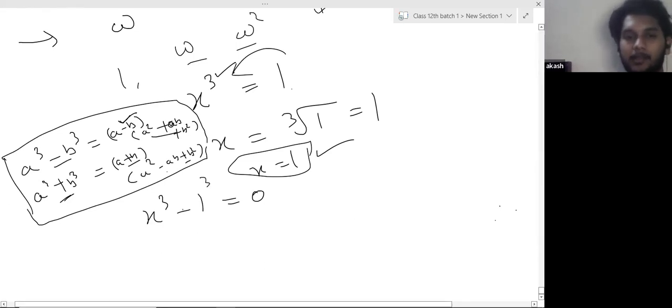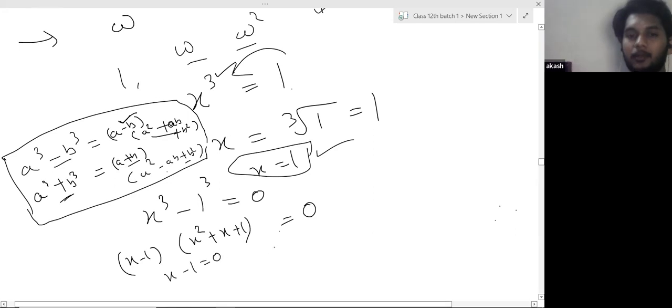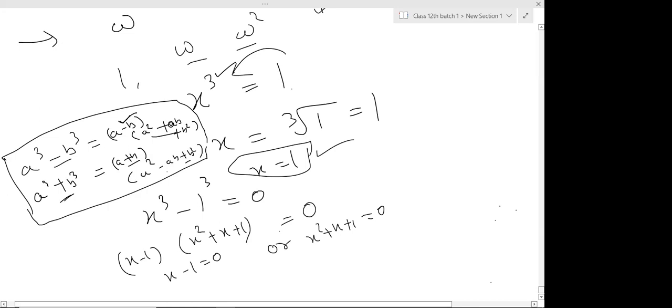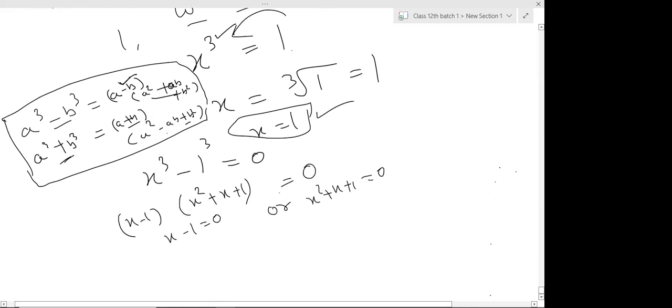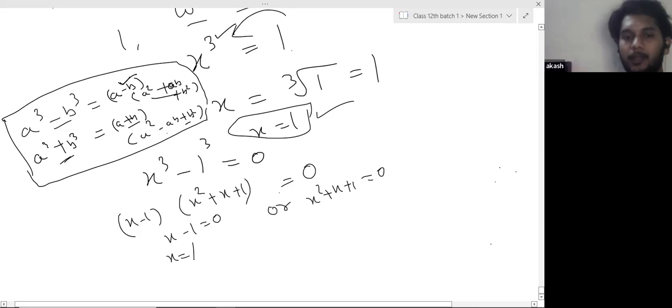So now we can apply this. This is x cube minus 1 cube. So this is x minus 1, x square plus x plus 1 equals to 0. Now we can say either x minus 1 is 0 or x square plus x plus 1 is equal to 0, right? Yes. All right. So from here we can say x is equal to 1, but this equation is also there. So this is x square plus x plus 1 is equal to 0.